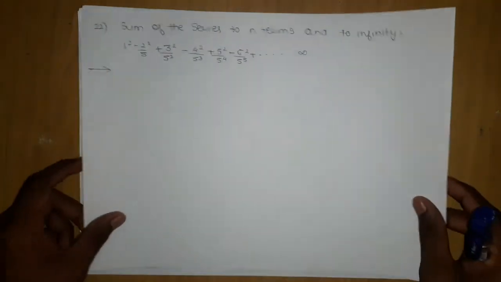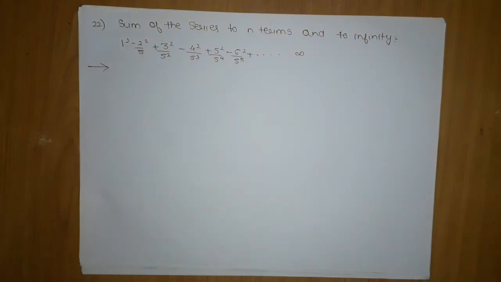The next problem we are going to tackle is this one, question number 22, which is the sum of the series to n terms, n to infinity. They have given a series which is tending to infinity, and we have to get its sum.